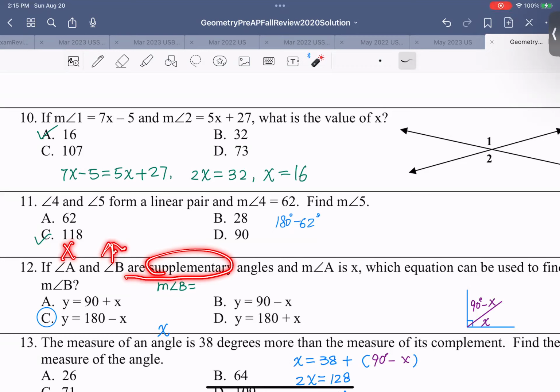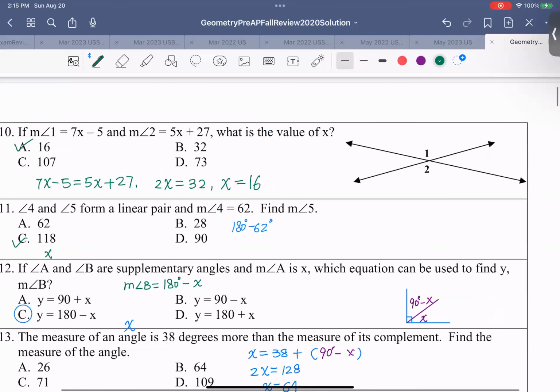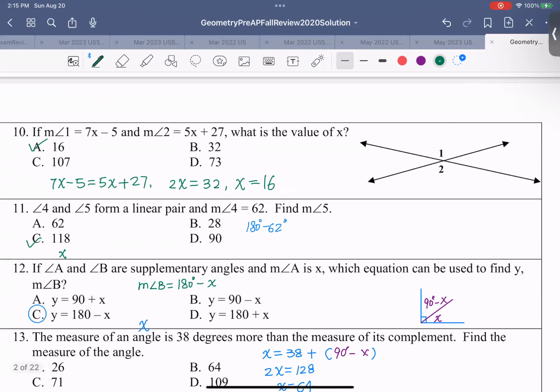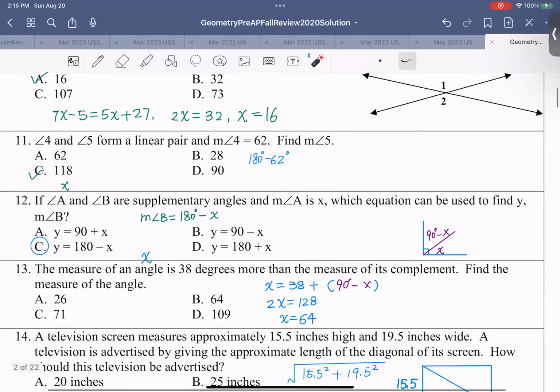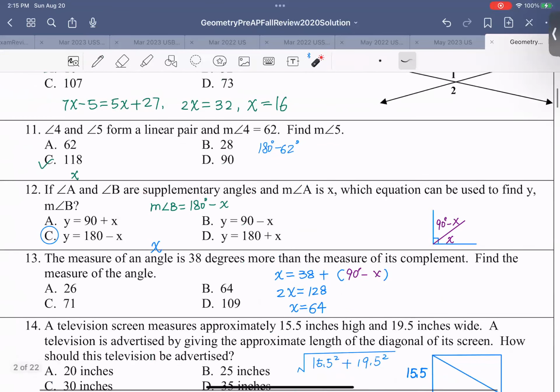The summation is 180. If A is x, B will be 180 minus x. Okay. And then they ask what? They ask you what is the y value. So 180 minus x. That makes sense. Supplementary or linear pair all means the summation equals 180.